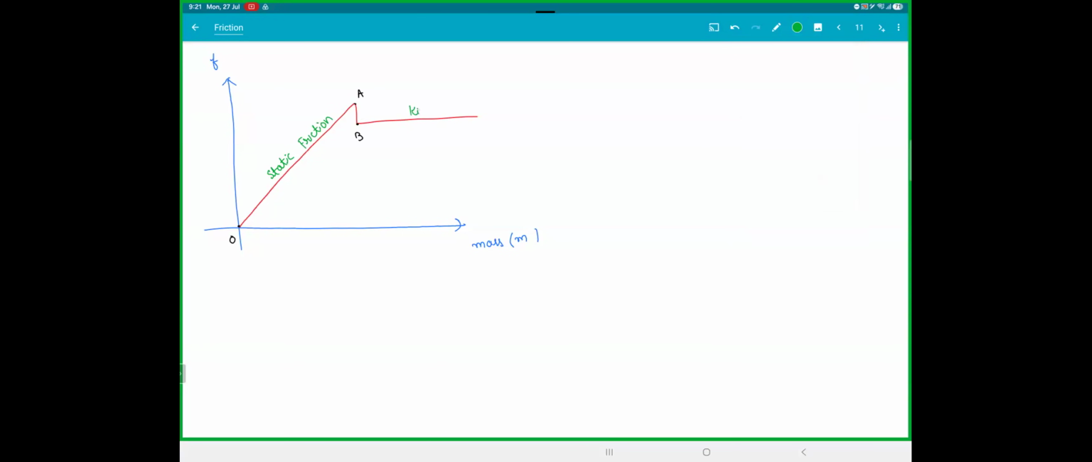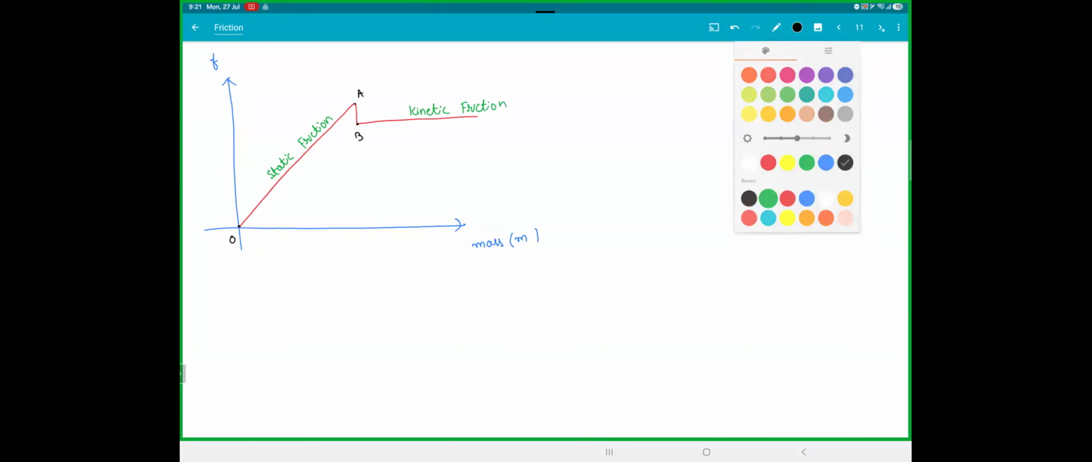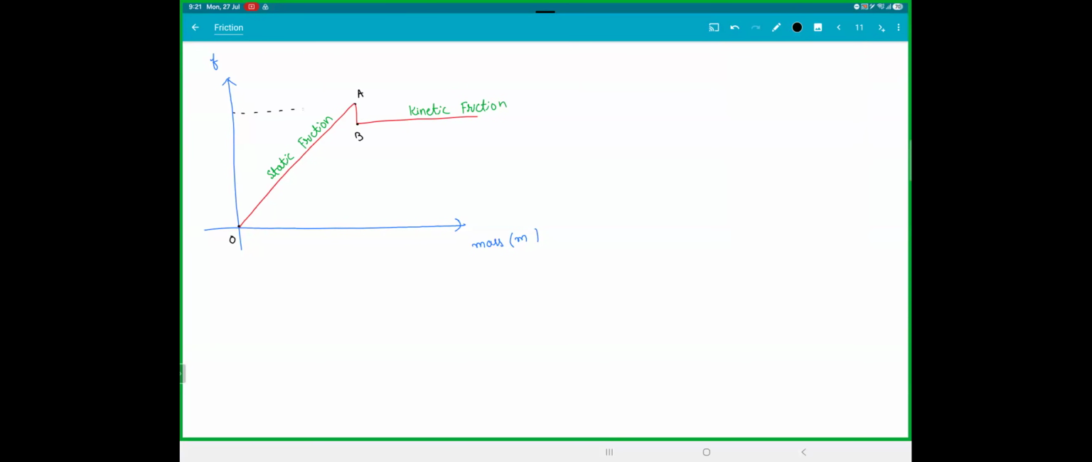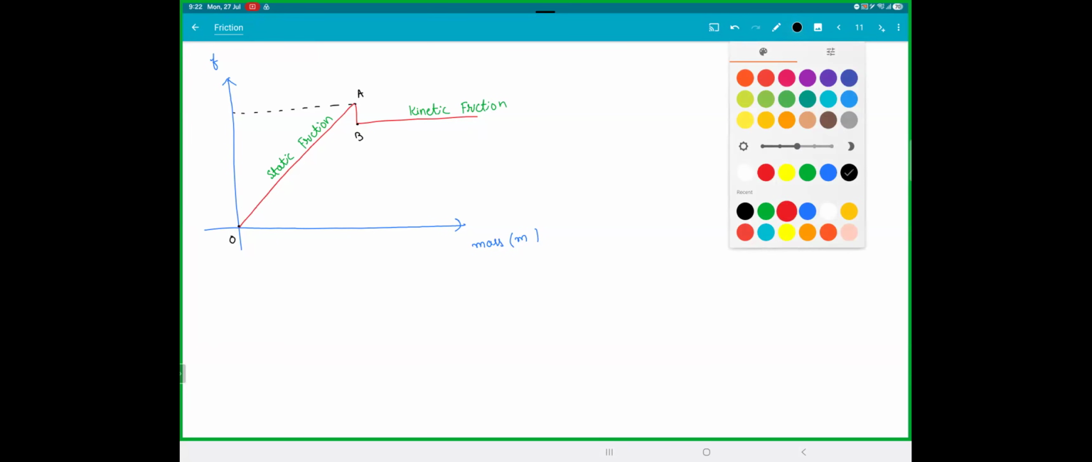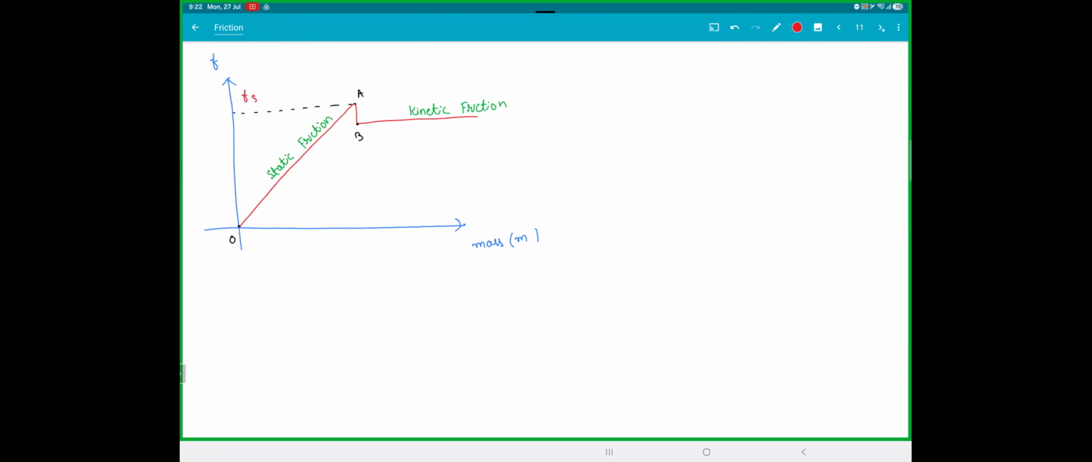This is the kinetic friction. This is the friction when there is a relative motion between them. Static meaning there's no slipping. We'll talk about that. And this A value here is your F static max. That's a peak value.